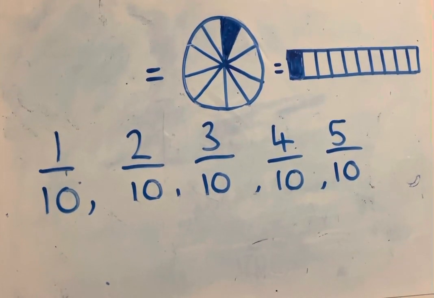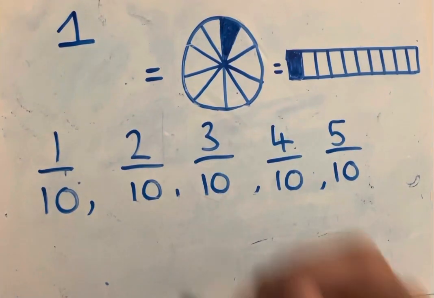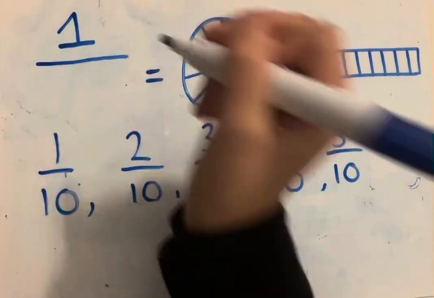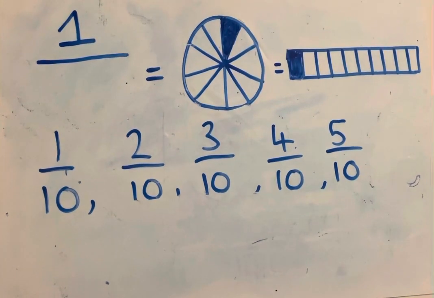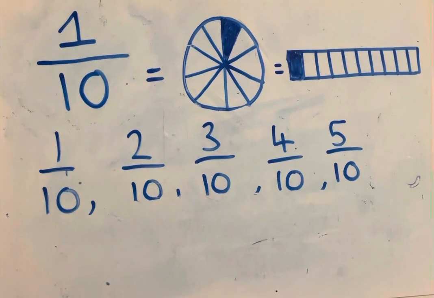And we can write that as a fraction by writing 1, which is our numerator. And then we have our line across the middle, which we know is called our vinculum. And then we have 10, which is our denominator.